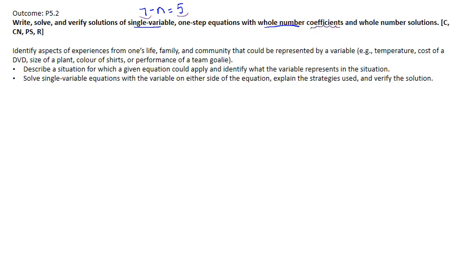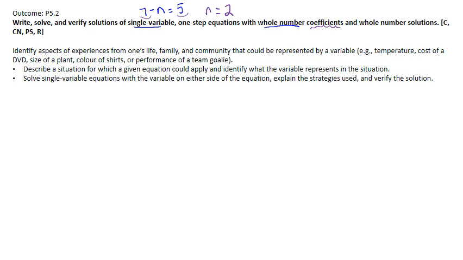And whole number solutions. So even though we could probably eyeball this question and think, well, 7 take away something is 5. Gee whiz, that something must be 2. I'm going to show you a logical way to solve single variable equations. And this will help you later on, especially in grade 8, 9, and 10, when you have more complicated equations that you need to solve. It's basically the same process. You just need to do one step at a time.